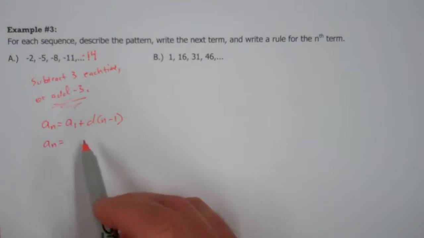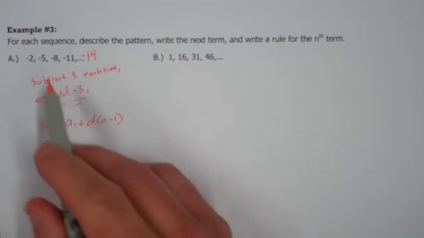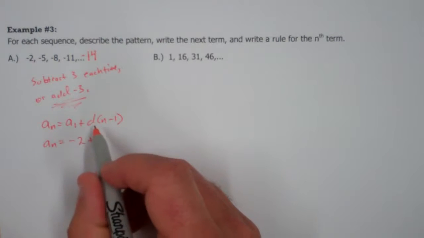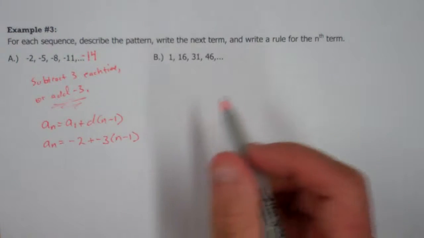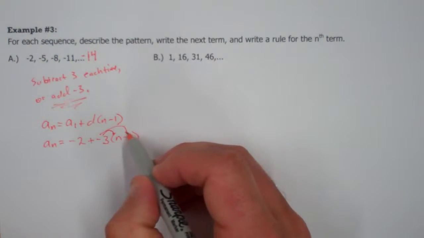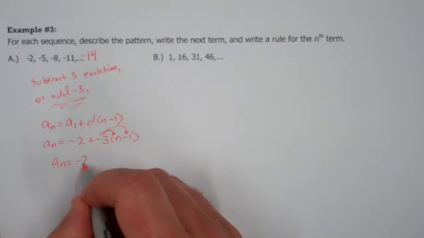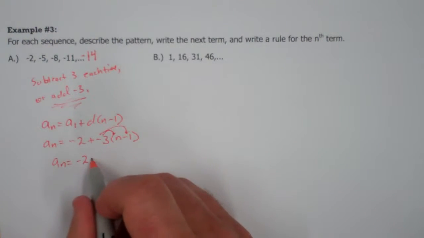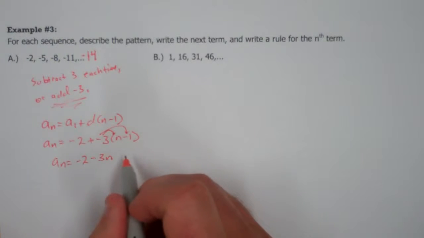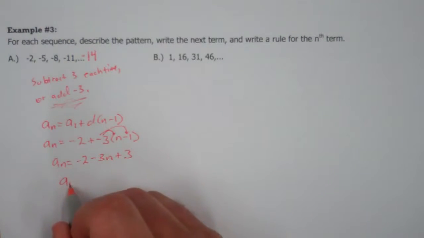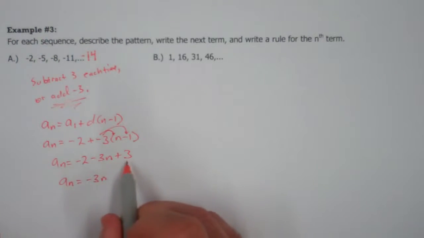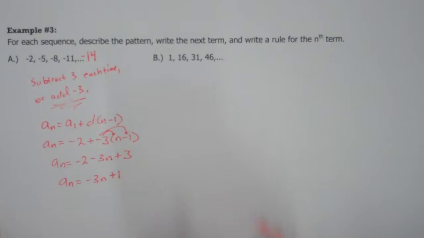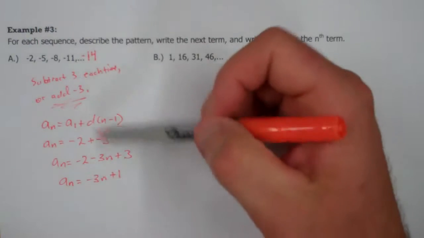All we need to do now is plug these values in. A sub 1 is the value of the first term, which is -2. D is -3. You could just do -3 if you wanted here. It doesn't really matter. And I'm going to clean this up by using the distributive property here. So we've got -2. -3 times n is -3n. -3 times -1 is +3. And if we move this -3n to the front and then do -2 plus 3, combine like terms, you've got yourself a +1 there. And that rule will accurately describe any position.